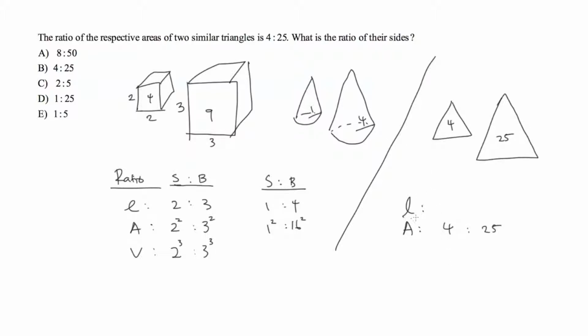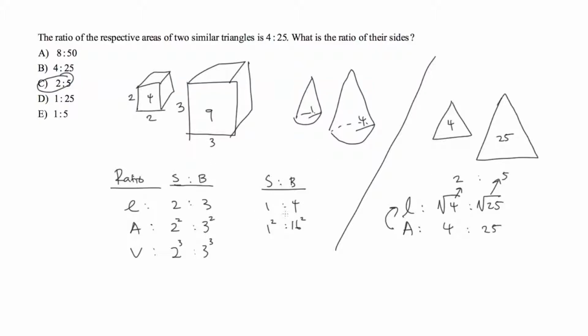Well, now we have to find the ratio of the lengths. In this case, we were given the ratio of the lengths. We square it to get to area, and we cube the length ratio to get to volume. If we were to go backwards, however, we just do the opposite. We take the square root of the areas. So this would equal 2, this would equal 5, so the ratio of the lengths would be 2 to 5.